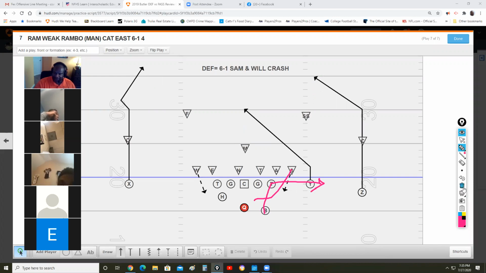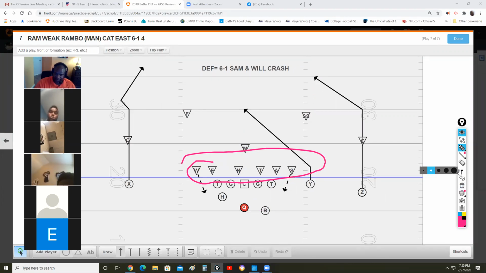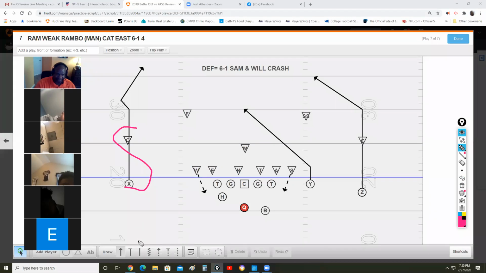So anything they do with this 6-man front, we're going to get them. Y'all hear me? Because they're arrogant. Why are they arrogant? Because they just blitz everybody. They think they're gonna cover that one-on-one. How you gonna get to that?